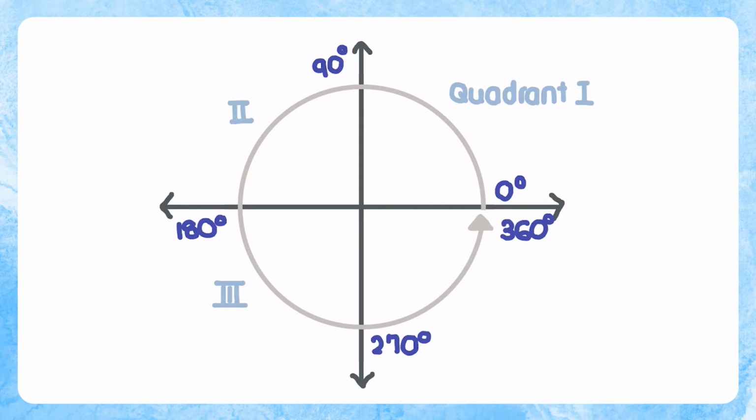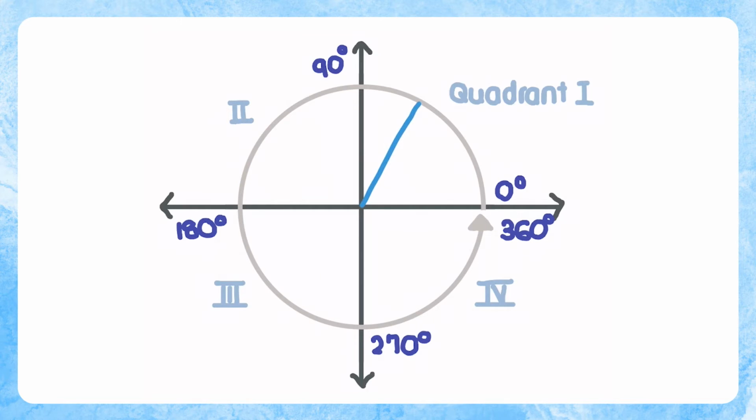And lastly, in the bottom right, we have quadrant 4, between 270 and 360 degrees. So we have 4 different quadrants going from the top right, quadrants 1, 2, 3, and 4, ending in the bottom right. And again, we'll talk more about this when we get more into unit circles.